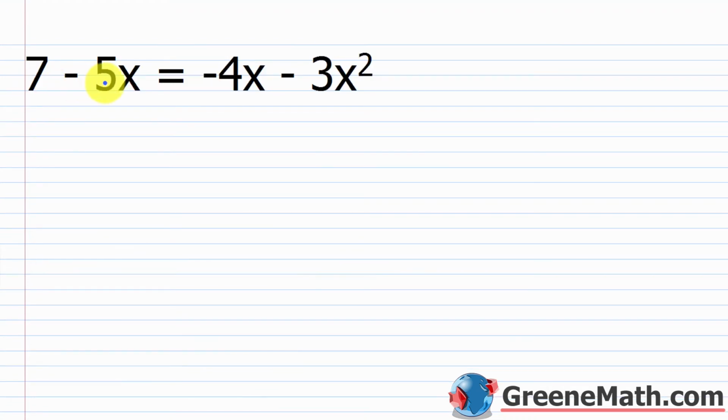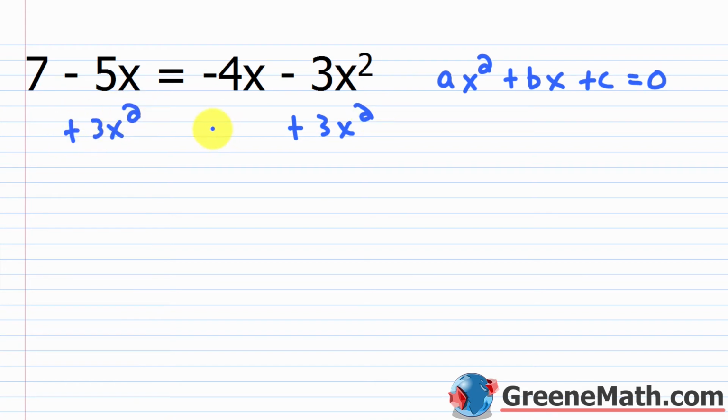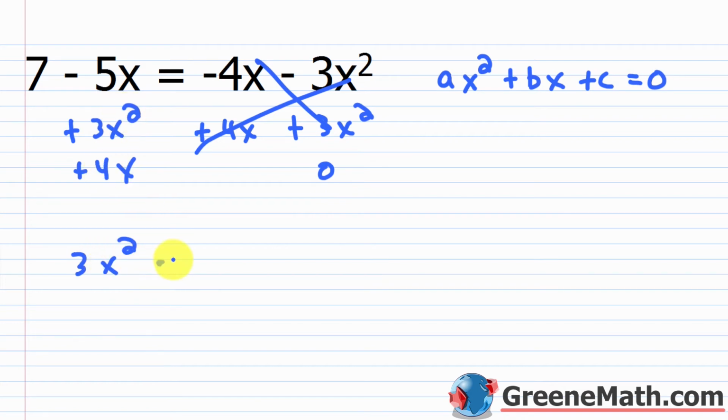So we have 7 minus 5x is equal to -4x minus 3x squared. So again, clean this up, put it in standard form. You want your ax squared plus your bx plus your c is equal to 0. So what I'm going to do is add 3x squared to both sides of the equation. And I'm going to add 4x to each side of the equation. And that's going to give me what? These cancel. This is 0 on the right. So I would have 3x squared. And then 4x minus 5x is -x.